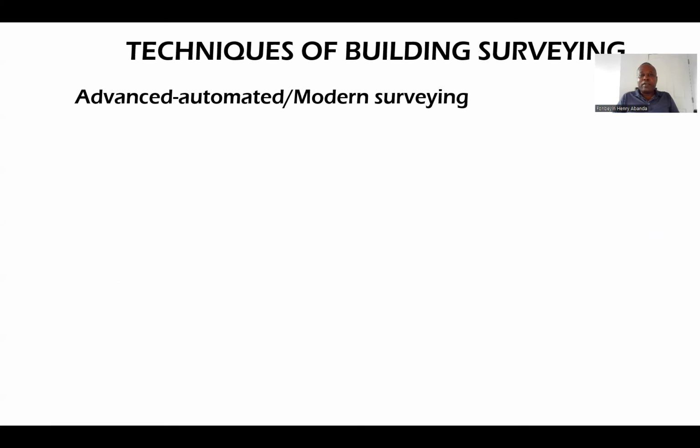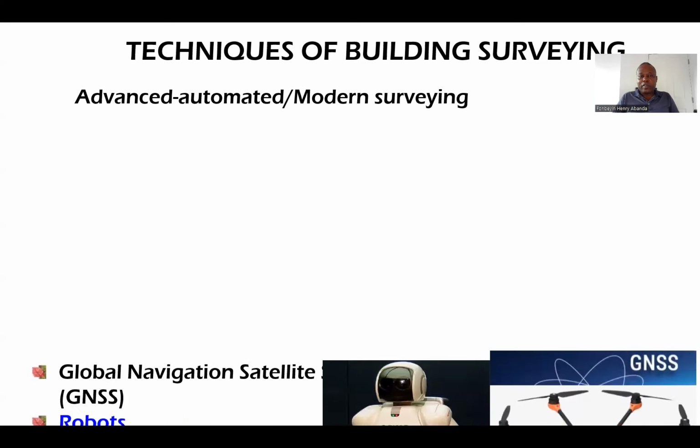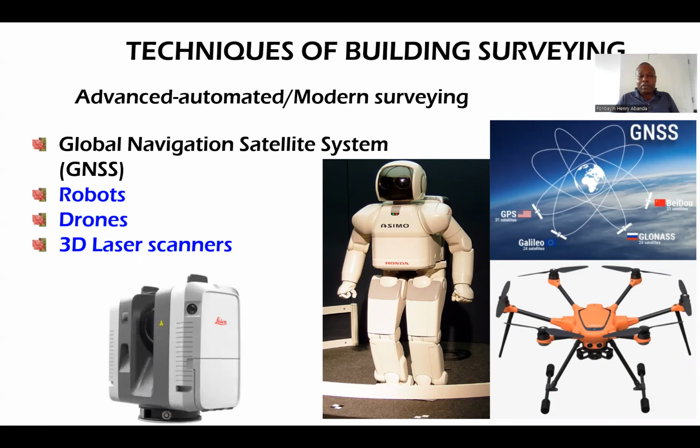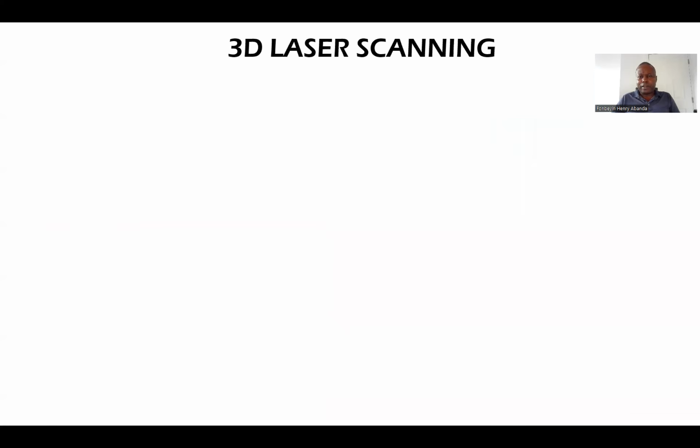And then with the advanced, automated, or modern surveying techniques, we have things like GNSS, the global navigation satellite system, robots, drones, and 3D laser scanners. Okay, our focus will be on 3D laser scanners, although we're going to say something about robots and drones. So far we've covered the three major techniques of surveying buildings.